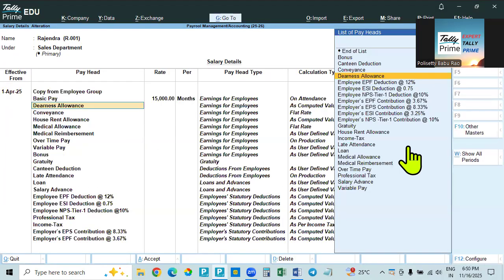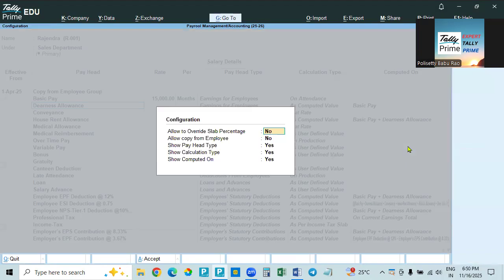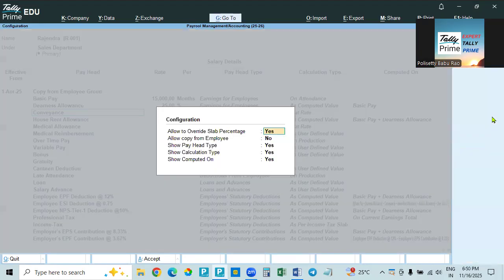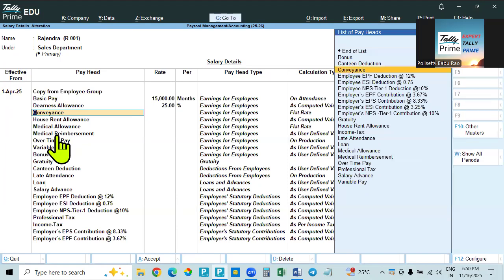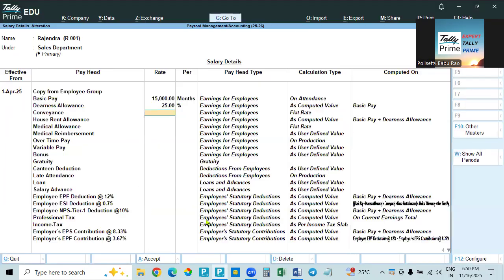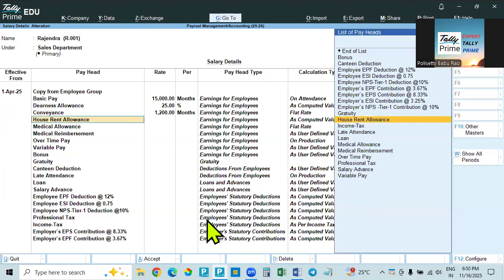HRA, dearness allowance: take F12, make the first one yes, only yes. So it will come here. What is the percentage? 25%. Then go to F12, make it no. Every time you have to do that, otherwise for every amount it will come here in the rate, which is not required. Then conveyance. Conveyance is at flat rate. For him, conveyance is 1,200 rupees.